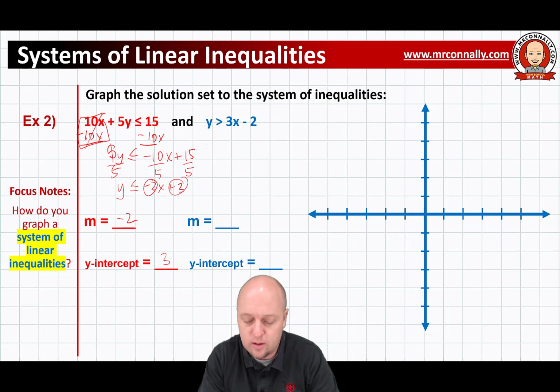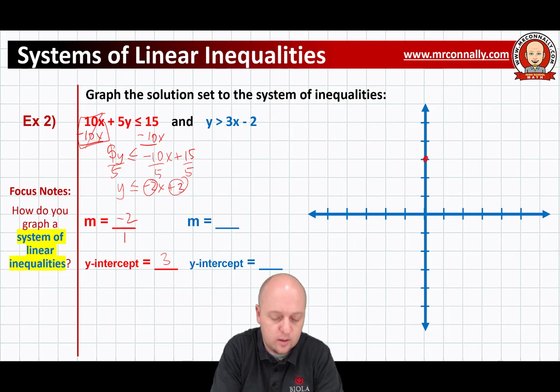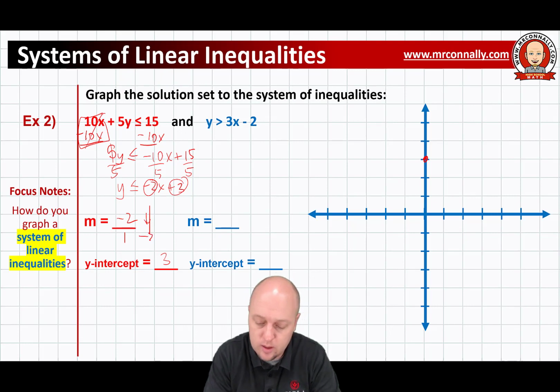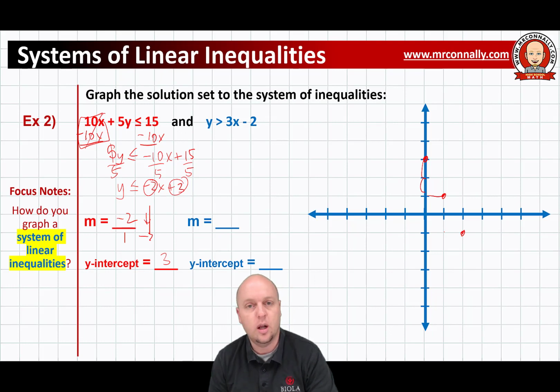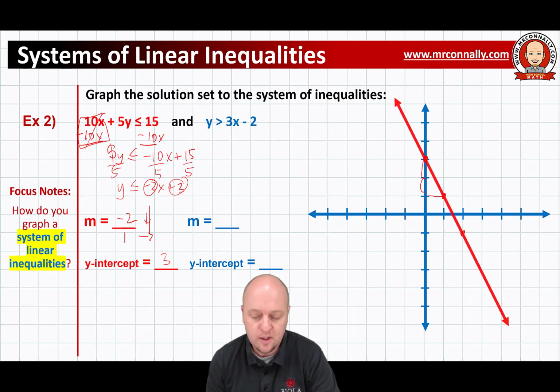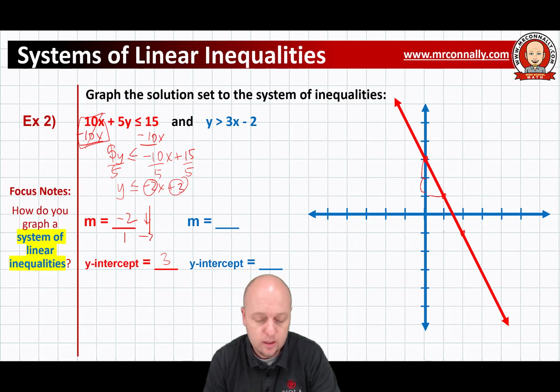So I'll go over here and start my graph. 1, 2, 3, up. And we go down 2 and right 1. So this is -2 over 1, down 2, right 1. There's my first point. I'll go ahead and do it again. Down 2 and right 1. Okay, now I'll draw a line through it using my straight edge. And it's a solid line because it's less than or equal to. All the numbers on the line are possible solutions, so we've got to draw a solid line.